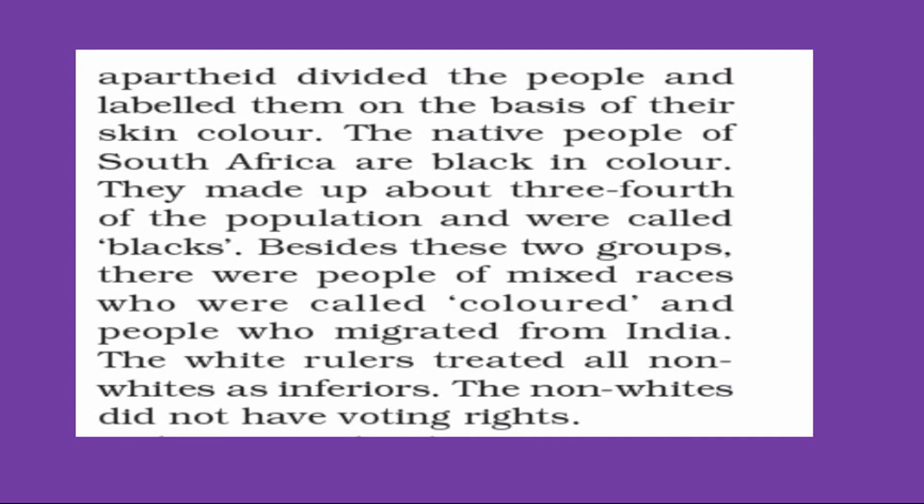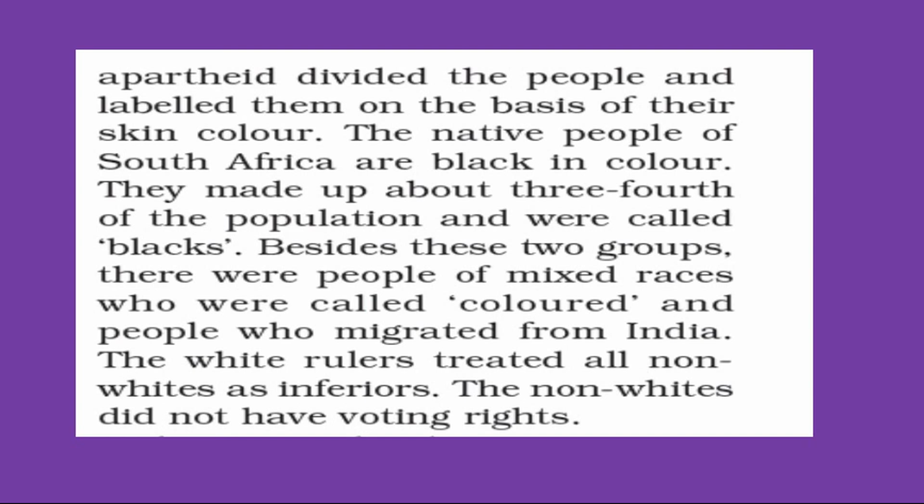So what is the reason to divide the people? It's purely the color of the skin. The native people of South Africa are black in color. They made up about three-quarters of the population and were called blacks. So natives were called blacks. Besides these two groups, there were people of mixed races who were called colored. Who are colored? The colored people, who also migrated from India.